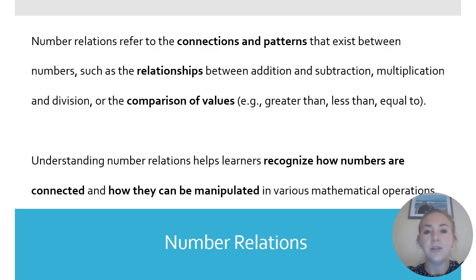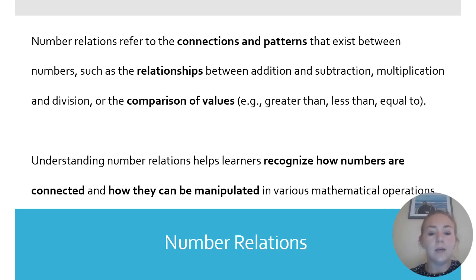So number relations refers to how numbers are connected, as well as the patterns between numbers. So there are 2 components here: the relationship between operations, so between addition, multiplication, subtraction and division, and also comparing values to each other. If you take 2 numbers and compare them to say which is less, which is more, which is equal to, those are the 2 main components of number relations.